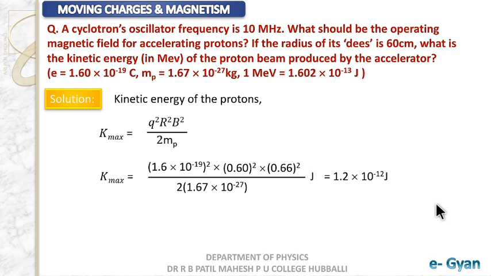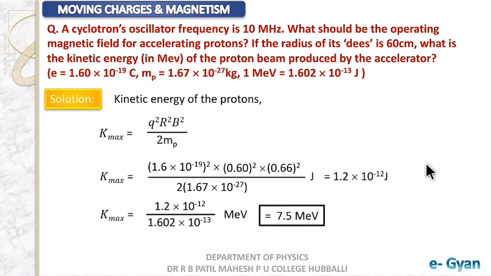But here they are asking us to find the kinetic energy in mega electron volts. To find the kinetic energy in mega electron volts, we shall use this formula. So here we shall divide 1.2 × 10^-12 by 1.602 × 10^-13 to get the value in terms of mega electron volts. Simplifying it, we get the value of K_max to be 7.5 MeV.